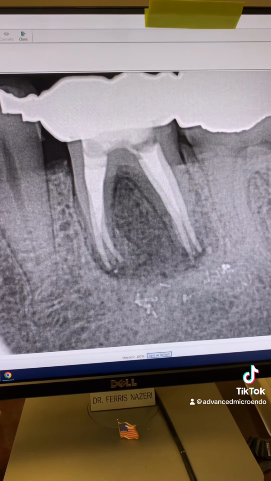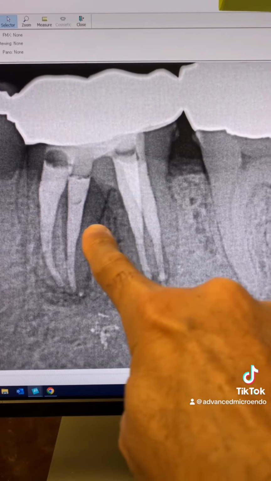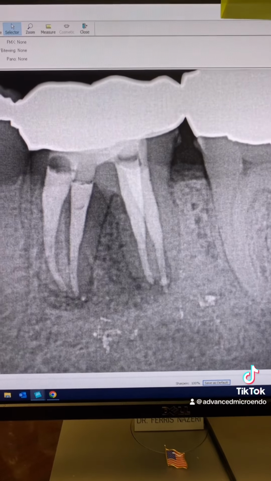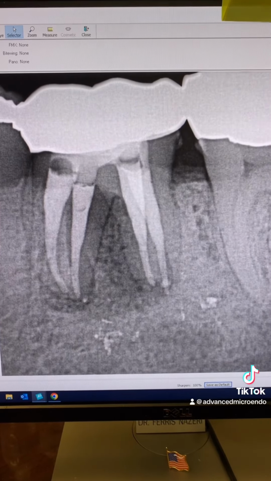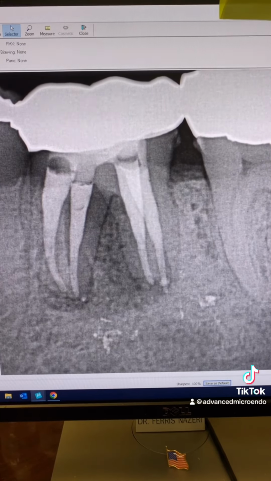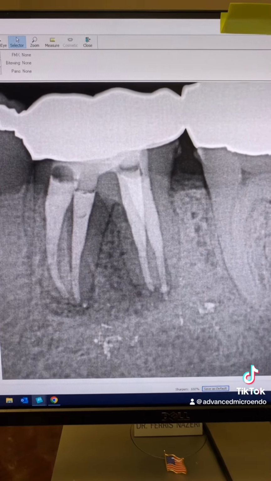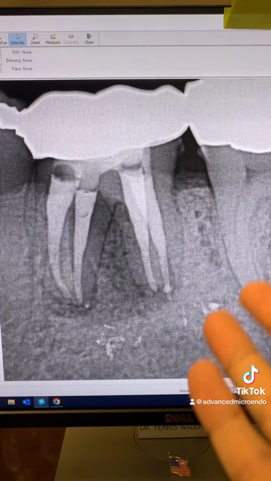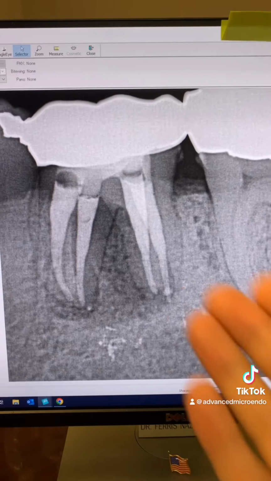And also take a look at the way these canals were shaped. You can see, look like a Coke bottle preparation. That means Gates Glidden was used, very likely. So very likely this tooth has vertical root fracture. So no point in trying to save a tooth like that. He would be better off extracting the tooth and putting a dental implant in there.